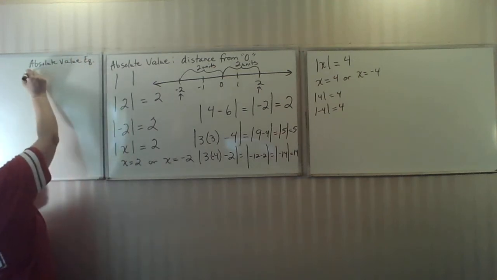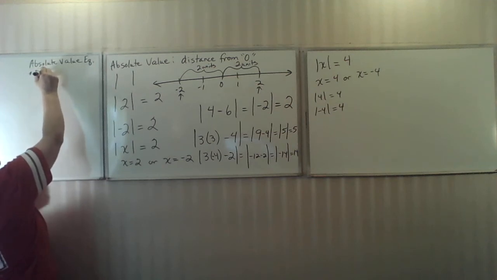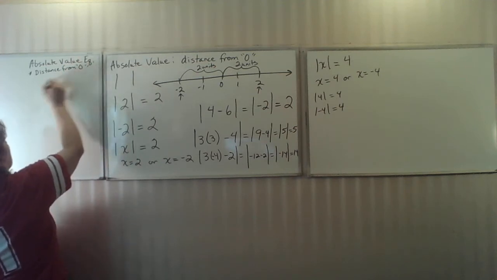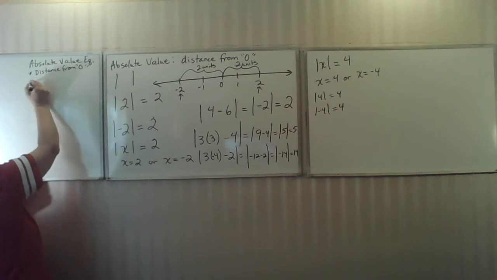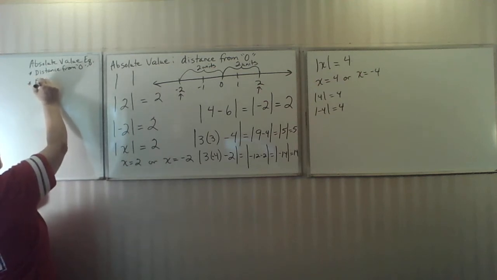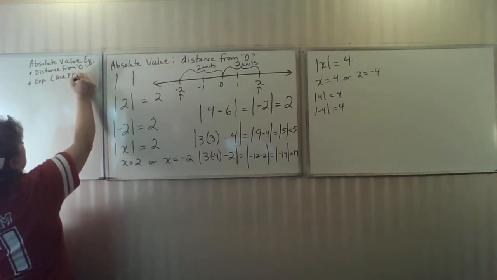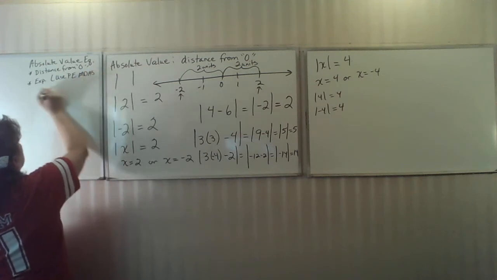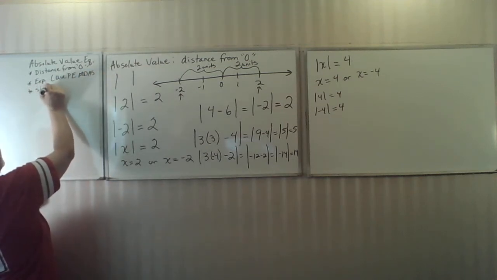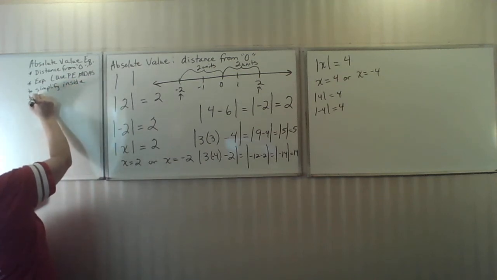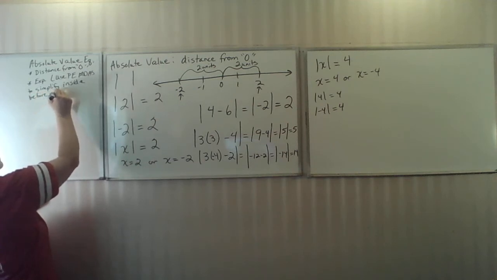So remember, we're looking at distance from 0. If we're doing an expression, you're going to use PEMDAS inside to simplify inside before applying the absolute value.